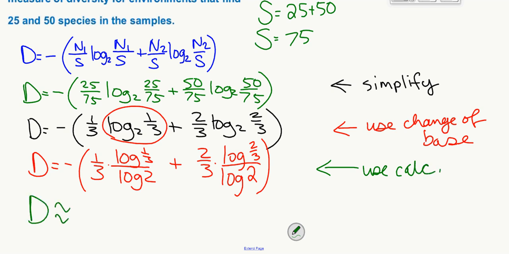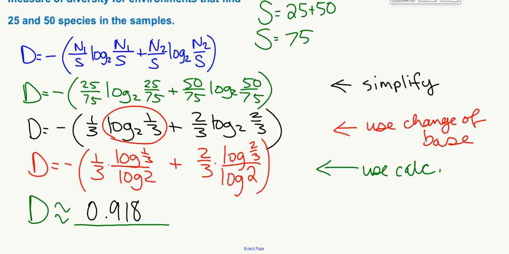And D is approximately equal to, I rounded mine to 3 decimal places. So just take a minute, type that in your calculator, and see what you get as you go through that one. If you want to pause this, fine. Otherwise, I'm just going to tell the answer now. It's 0.918. And so just a complicated thing, we simplified a little bit, changed the bases so that we could type it in a calculator, and then we can get that answer.